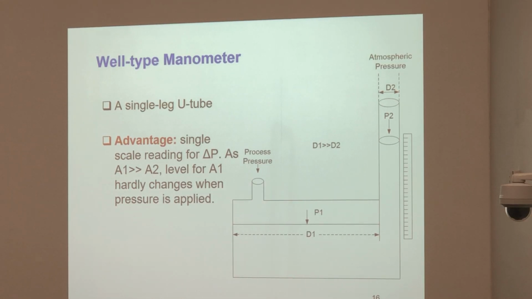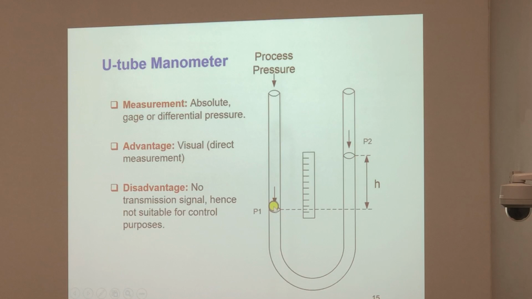But to simplify, if you have a big surface here, when I apply the pressure, will the level here drop a lot? No, right? So only this side of the level will move, and whatever I move here, I can read directly. I don't need to subtract. Compare this to the previous one: you need to know this level, you need to know this level, then you subtract it out. When you apply a bigger pressure, this one drops more, this one moves up.